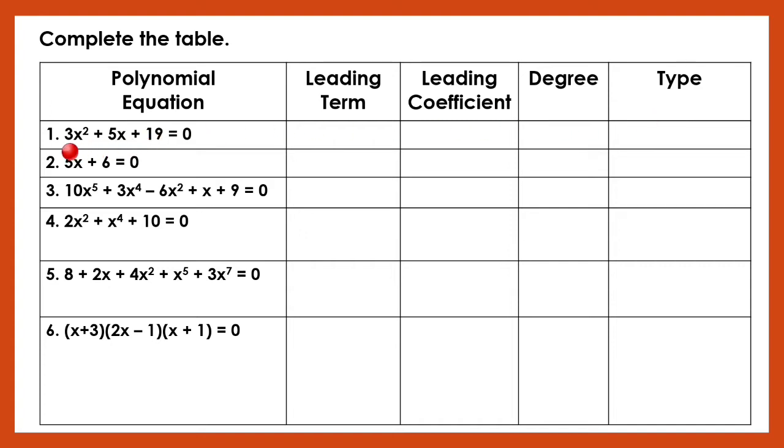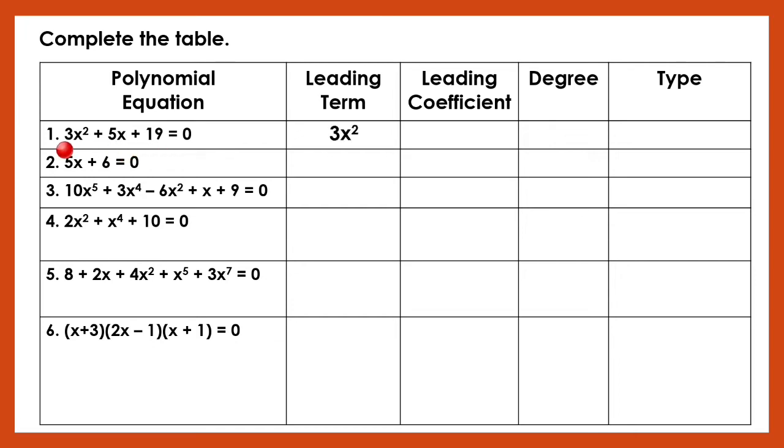Let's have number 1. The polynomial equation is 3x squared plus 5x plus 19 equals 0. So, para mas mabilis nating makuha yung leading term, leading coefficient, and degree, isusulat muna natin in standard form. So, let's check kung naka-standard form. Naka-standard form siya kung yung term ay naka-arrange from highest exponent to lowest exponent. So, ang highest natin, exponent is 2. And then, sinusundan ng 1 and then yung constant. So, naka-standard form siya. Ang leading term natin is yung nasa unahan.